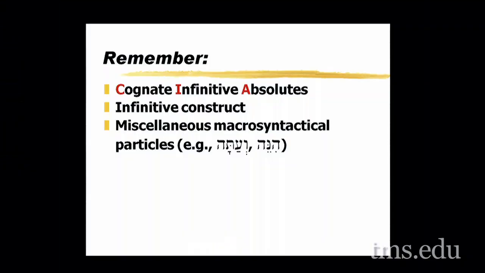Miscellaneous macrosyntactic particles. What do I mean? Hineh. We just talked about that earlier. It has a wide range of uses. How is it used in your text? We'atah. We'atah is not to be always translated as "and now." Atah by itself is a temporal particle, meaning now, at the present time. It's legitimately translated "now" in your translations. But we'atah is a compound particle. Sometimes it's "and now," but other times it is a summary particle, meaning therefore.